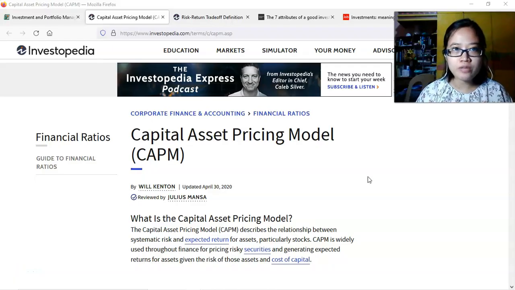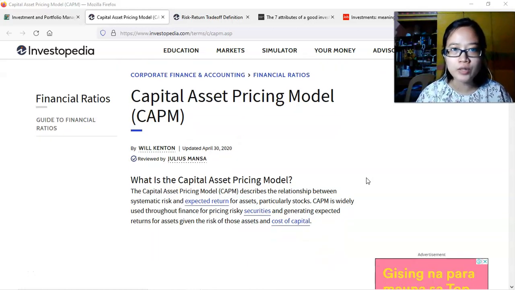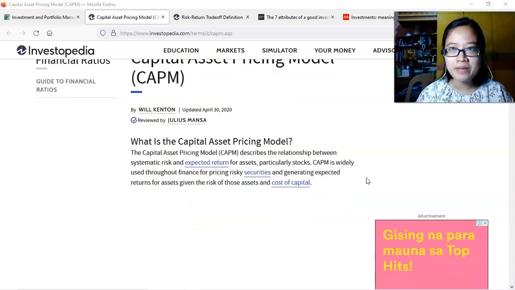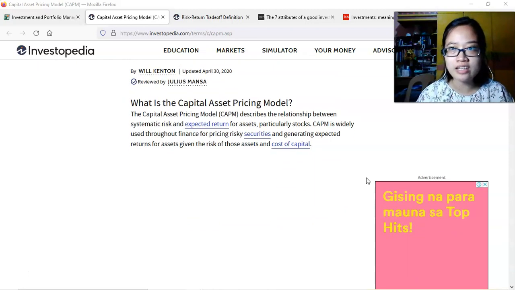Okay, so this is for the subject investment and portfolio management. Here we have an article from Investopedia.com, and the topic is capital asset pricing model. So I don't remember if I already did a video on this, but I think I already did under the subject capital markets. Anyway, we'll go through this again.